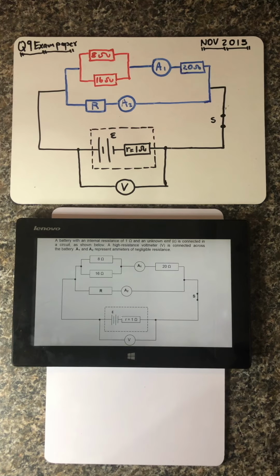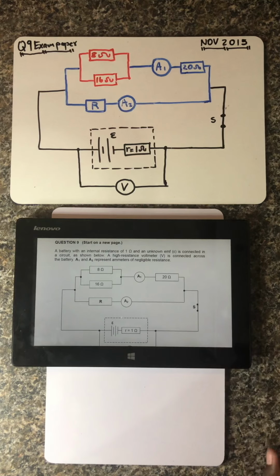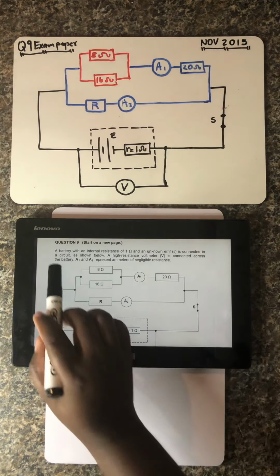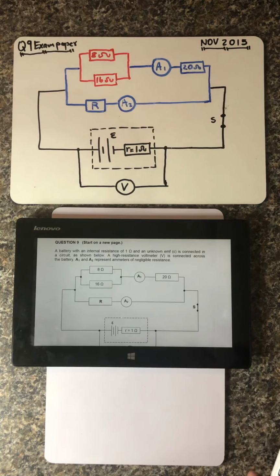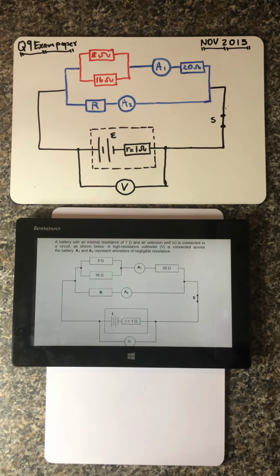So, ladies and gentlemen, we are given a question. As you can see, question 9, you're advised to start this question on a new page. Okay, so I'm just quickly going to read through that statement. And again, as usual, we're just going to go through the given diagram and of course analyze it a bit before we start with the questions.